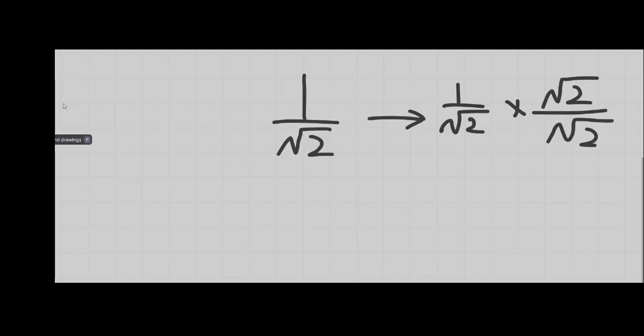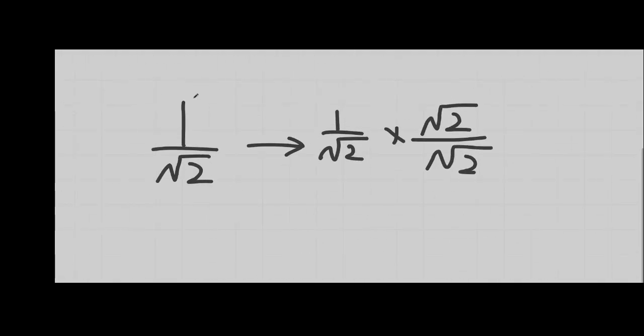Once you do this, you'll obtain root 2 divided by 2. That would be your final answer. You successfully rationalized the denominator, and this is what you write if you get a question like this. But questions won't be this simple. I'll show you how to do it with more complex ones.